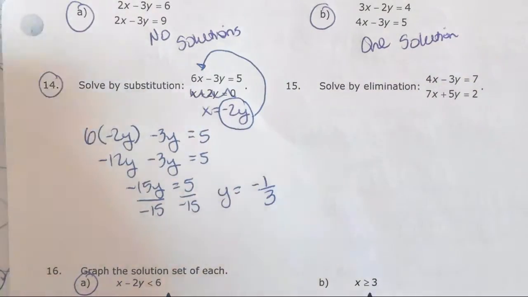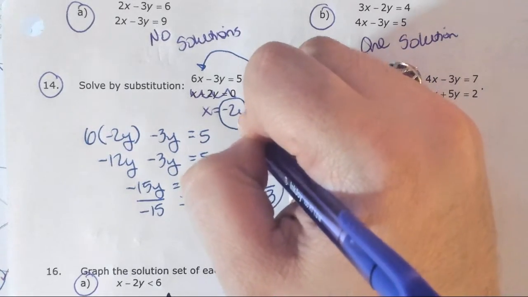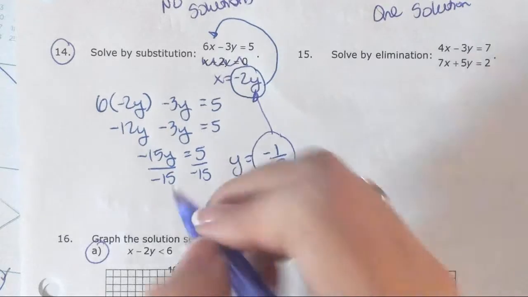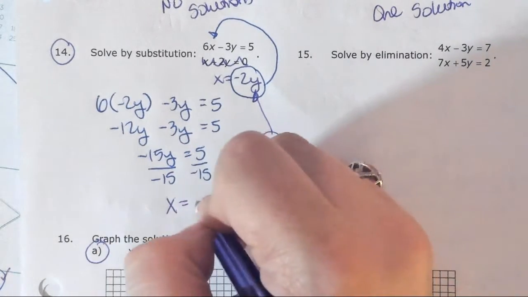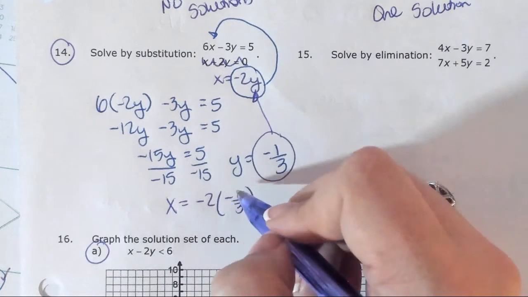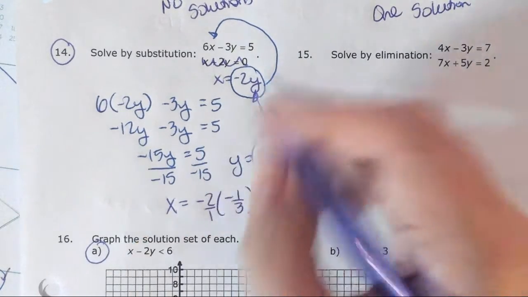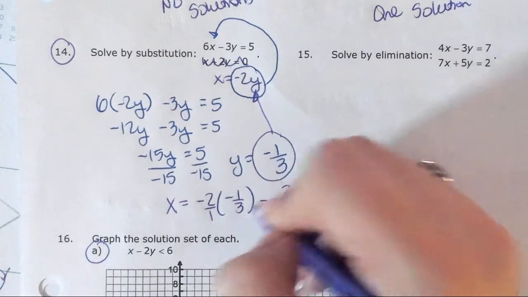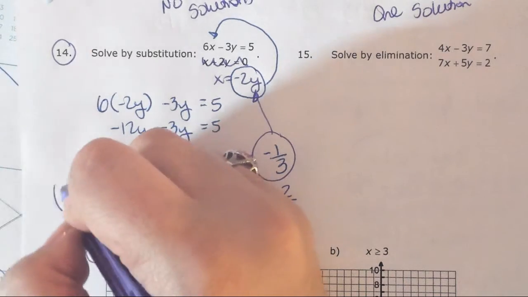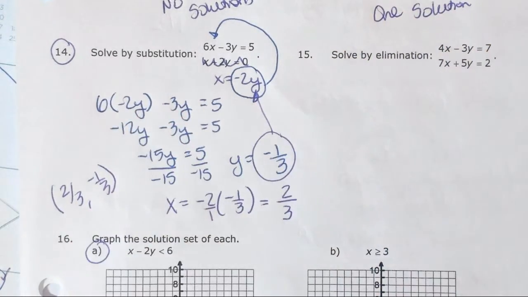We also need to be able to find the x value. So to do that, we're going to take this and plug it into the equation we circled in the first place. So to find x, we're going to take this value we found and multiply it by negative 2. So negative times negative is going to become positive. Remember, a whole number is over 1. So 2 times 1 is 2, and 1 times 3 is 3. So my coordinate for my solution would be 2/3, comma, negative 1/3.